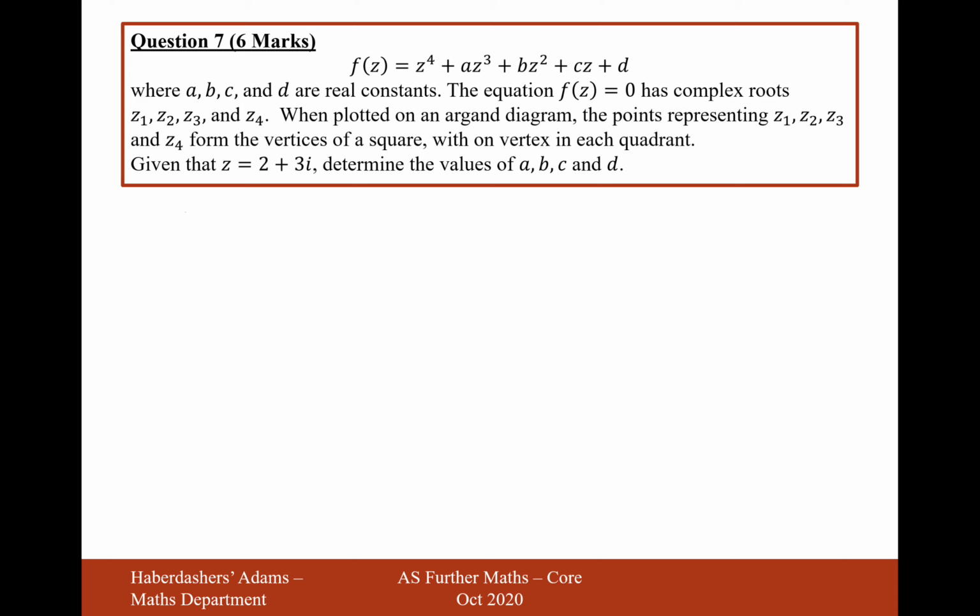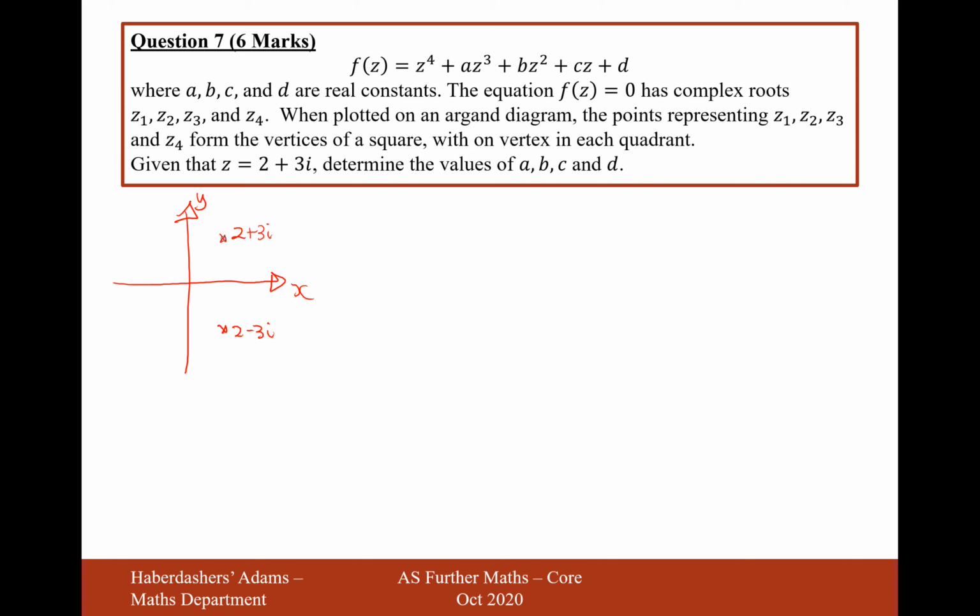Now what that means is, if you divide your grid into 4, there's 4 quadrants there. So given that the first coordinate is 2 across 3 up, so 2 plus 3i, determine the values of a, b, c and d. Well, if one of the roots is 2 plus 3i, then the other root must be 2 minus 3i.